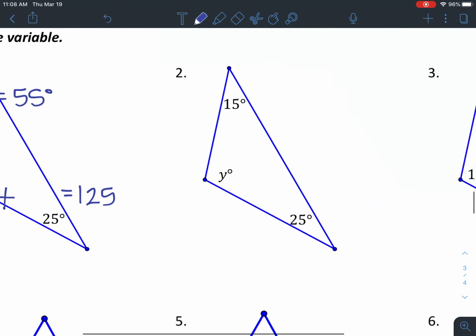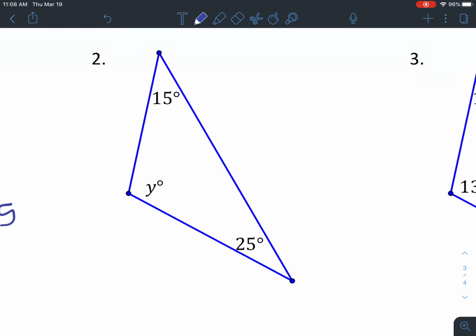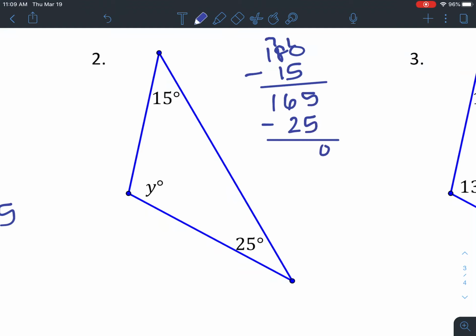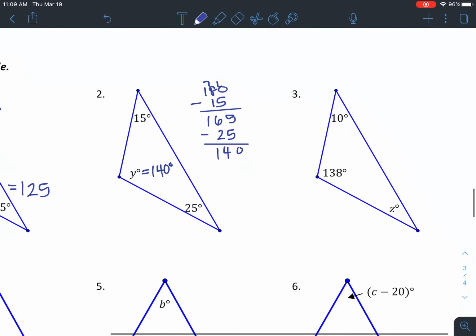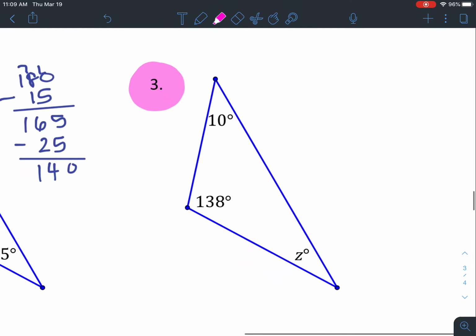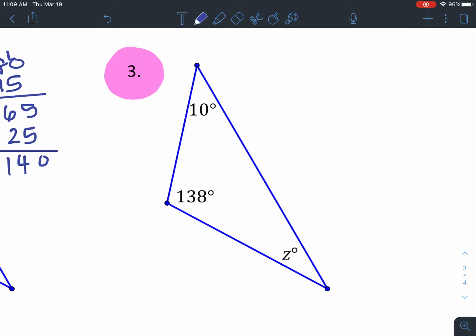Look at number 2. Let's do this one a different way. So let's say I start with 180 and take away the angles they gave us. So I'm going to subtract 15 first. This gives me 165 and then take away 25. So this angle has to be 140 degrees. Go ahead and try number 3 on your own. Try either way. Press pause until you're ready.